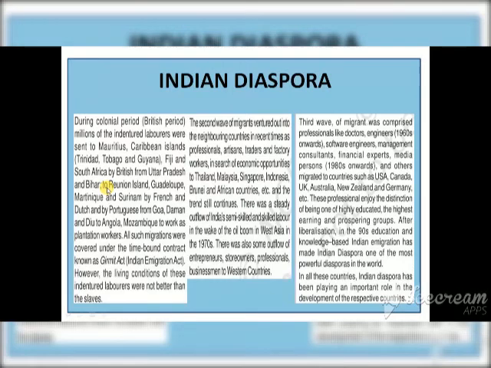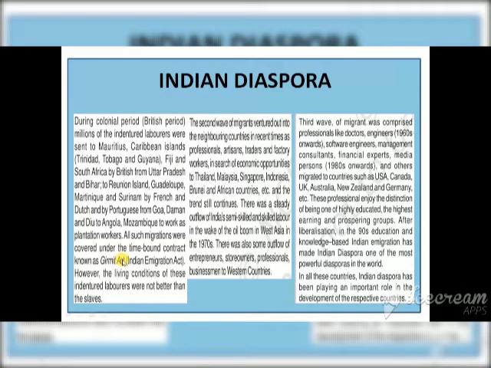Then the French sent laborers to Reunion Island, Guadeloupe, Martinique, and Suriname. The Dutch were also included. And the Portuguese sent workers from Goa, Daman, and Diu to Angola and Mozambique to work as plantation workers. These workers were sent to these places by signing an agreement, a time-bound contract, which is referred to as the Girmit Act.